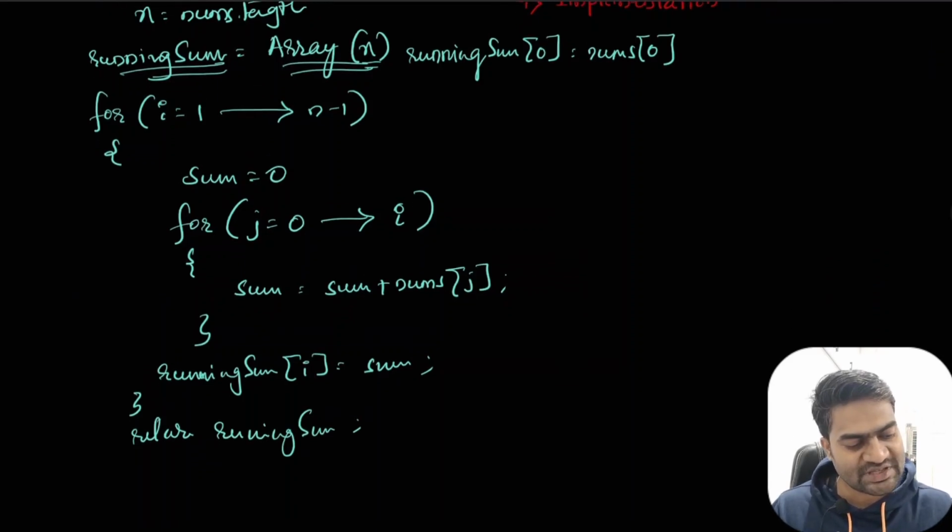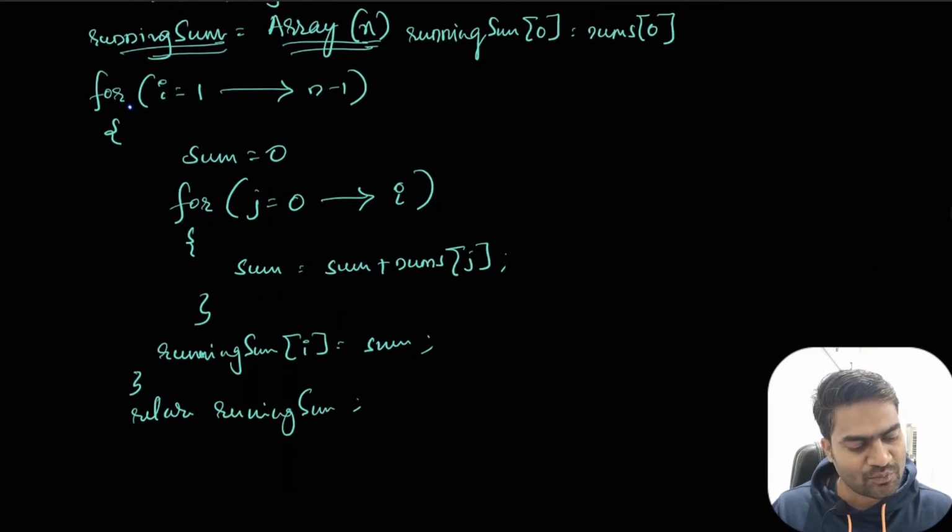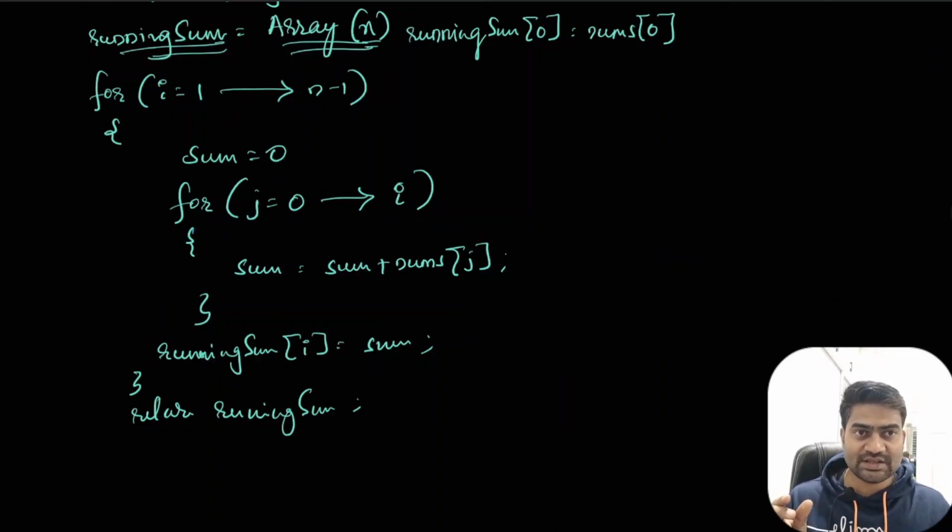So basically what we did is, one loop to place the sum value and another one to iterate from the 0th index till that number to sum up the values.